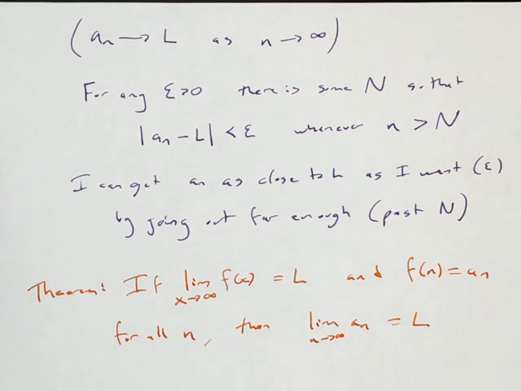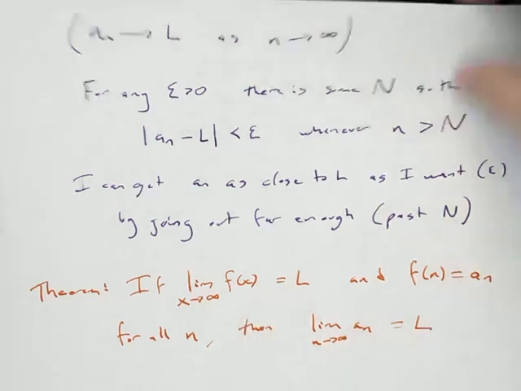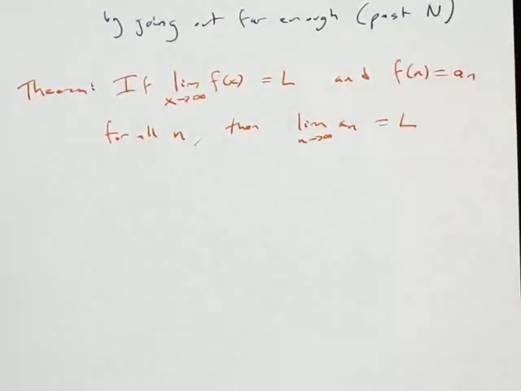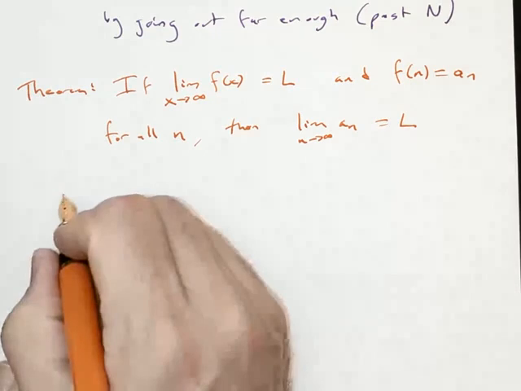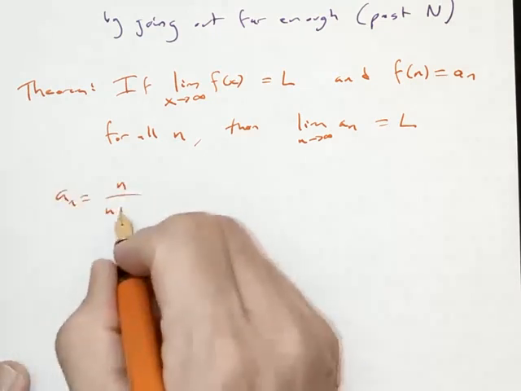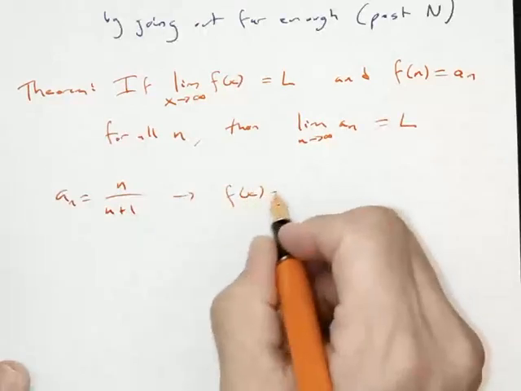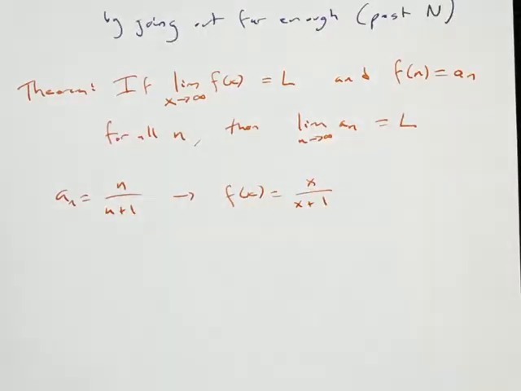If I have a function f of x and it matches up with my sequence, f of n is equal to a_n for all n, then I can take the limit of the sequence by looking at the limit of the function. And Leo, that's why I can agree with you that the limit of the sequence we were just looking at is actually 1. If a_n is n over n plus 1, I'm going to look at f of x being x over x plus 1. Those match up whenever x is equal to n, right? I just changed the letter.